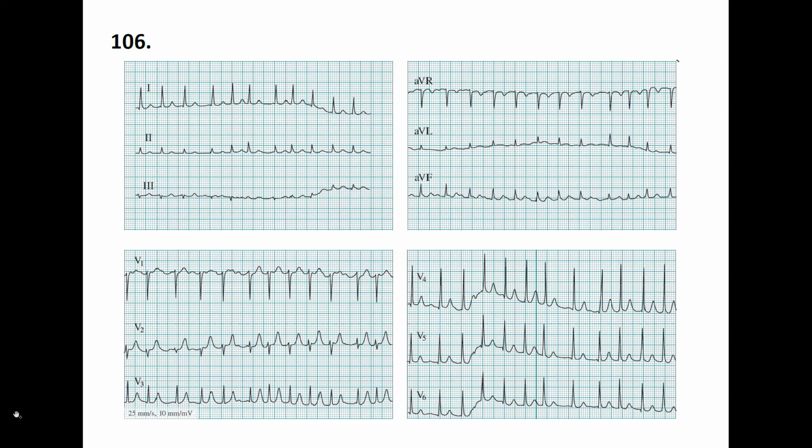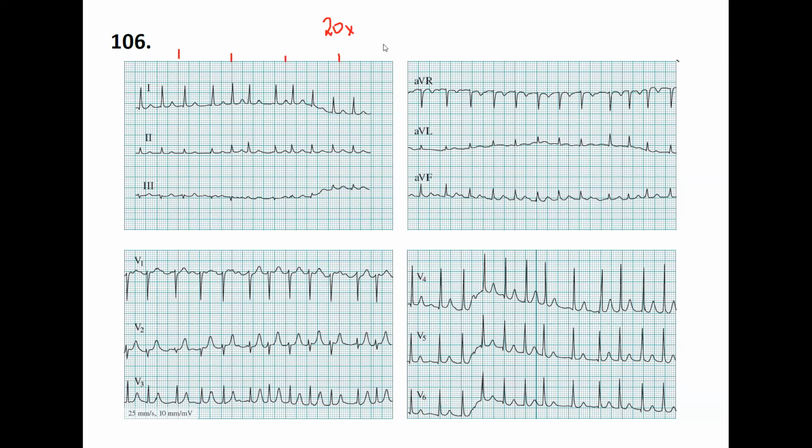Okay, so 106. Obviously, this is sort of arrhythmic. There are not regular intervals between the R intervals. There's no sinus rhythm because I can't see a P wave on any of the first three Einthoven leads. The heart rate is irregular, but I estimated it at around 150 beats per minute. So we have to count 3 seconds and multiply.